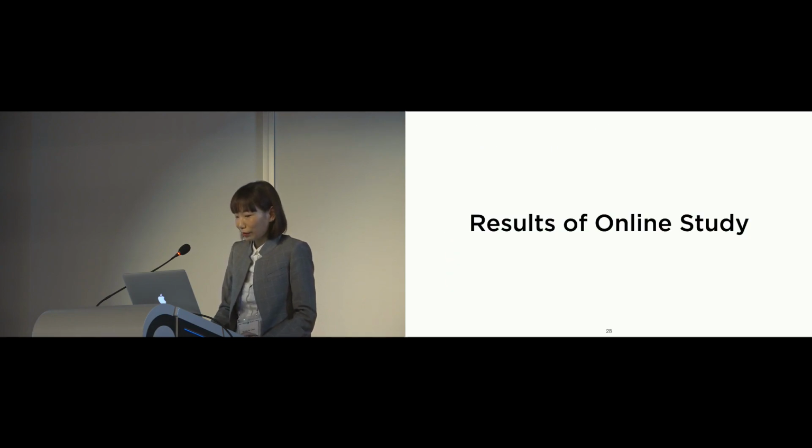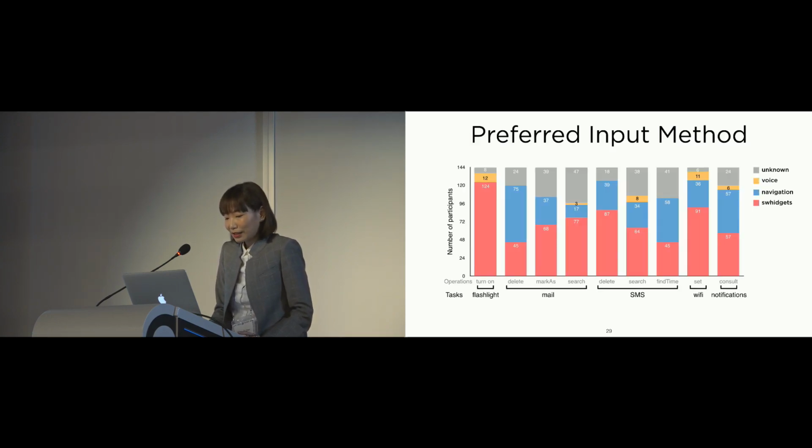So for the results of the online study, we collected 144 participants. This time, the participants are even more knowledgeable about the iPhone than those of the lab study. Among 4 applications, they know an average of 3.64 of the applications. This is the preferred input method for the different tasks of this study. As you can see, Swhidgets are clear favorites for tasks such as flashlight and Wi-Fi, except for deleting mail again, and finding the exact same time in SMS.